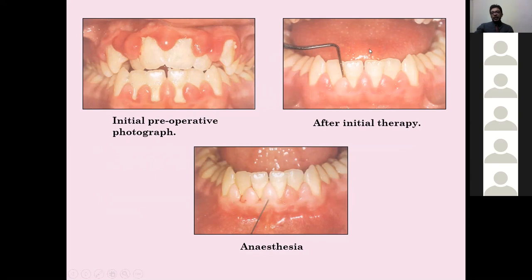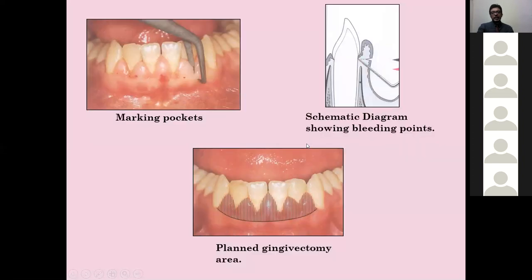This is a clinical photograph after SRP. Maybe after 2 weeks you can call the patient, and then you give the anesthesia and plan the gingivectomy on that day. Then as I said to you, the first thing is you mark the pocket. This is the Crane-Kaplan pocket marker. This is a schematic diagram showing how we are doing it. And then you plan the area. You have to plan where you are going to excise. So you plan the gingivectomy area.